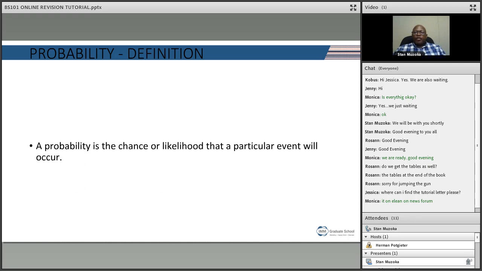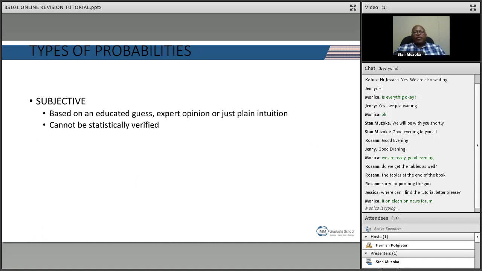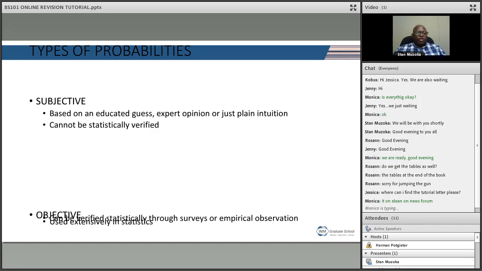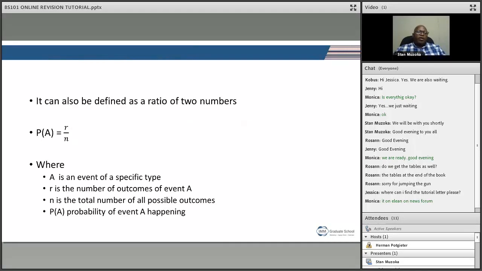Probability. This is the chance or likelihood that something is going to happen. Because what types do we have? The subjective, where we're talking about thumb-suck intuition. We don't use that in statistics. Objective: yes, it can be verified empirically. We go out there and we can prove stuff.